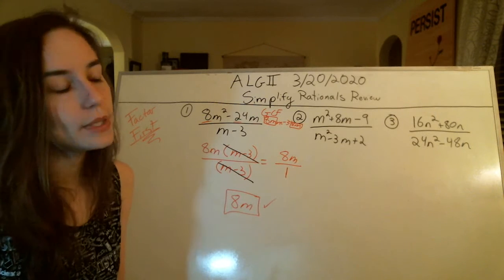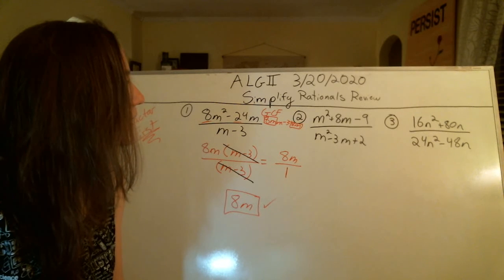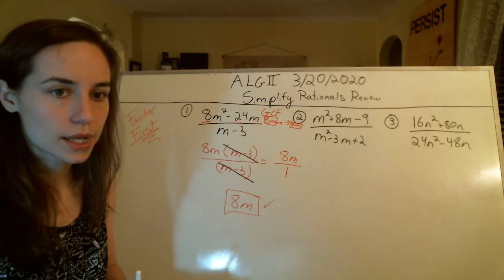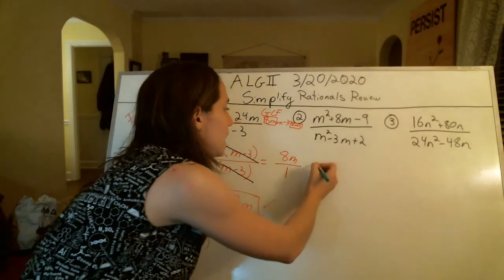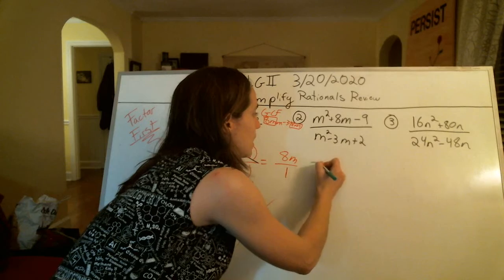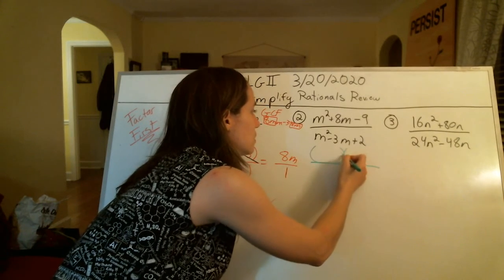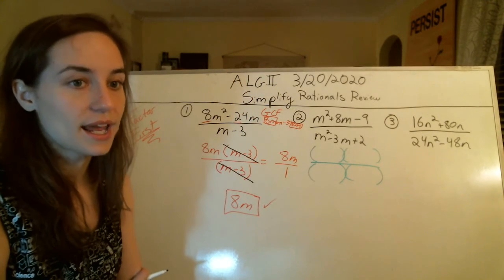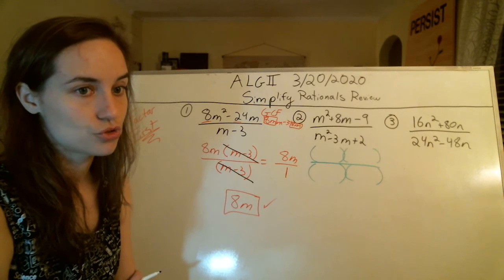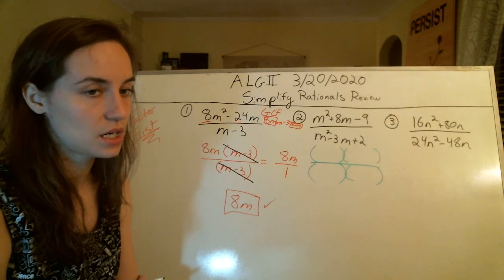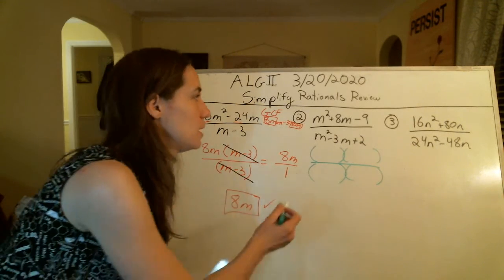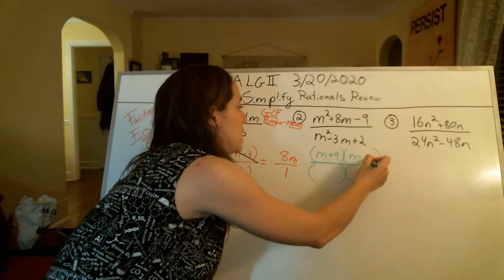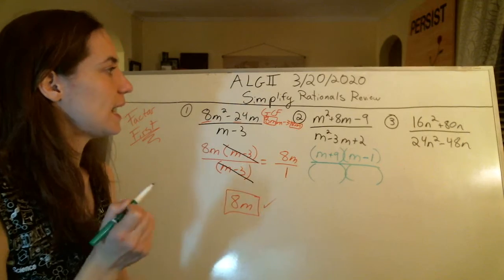For our problem number 2, we have two trinomials, m squared plus 8m minus 9 over m squared minus 3m plus 2. Okay, so when we're looking at our trinomials, we're looking for multiplies the ends and adds up to the middle. So I'm going to set that up underneath it like this. Okay, so what multiplies to negative 9 and adds up to positive 8? One's positive, one's negative, multiplies to negative 9. So I think that's going to be m plus 9 and m minus 1. So that multiplies to negative 9 and adds up to 8.